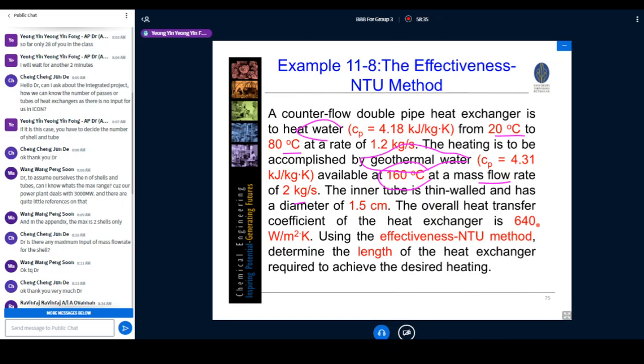Why I say so is because, you see, the inlet and outlet temperature of the cold stream is given. Only the TH out is not given. By using the mass balance, I can easily get the TH out. But since the question is asking us to use the effectiveness NTU method, then we use this method. Okay, let us move to the whiteboard.